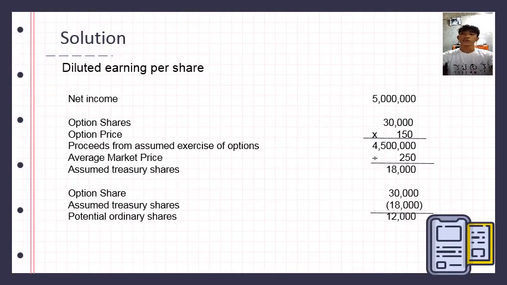Second measurement of earnings per share, we have diluted earnings per share. So net income of 5 million, option shares of 30,000, times option price of 150 to get the proceeds from assumed exercise of options, total of 4,500,000, divided by the average market price of 250 to get the assumed treasury shares of 18,000. So option shares of 30,000, subtract the assumed treasury shares to get the potential ordinary shares of 12,000.